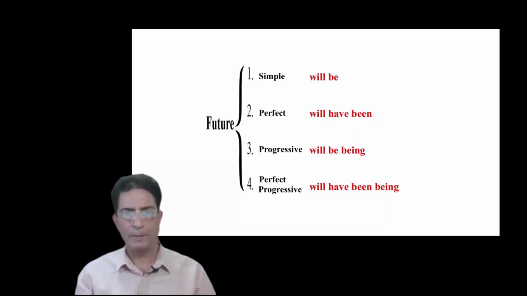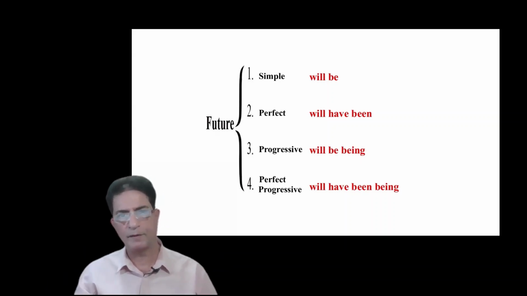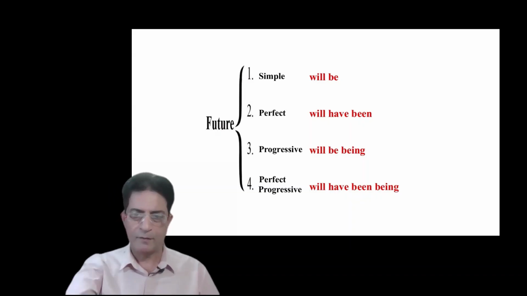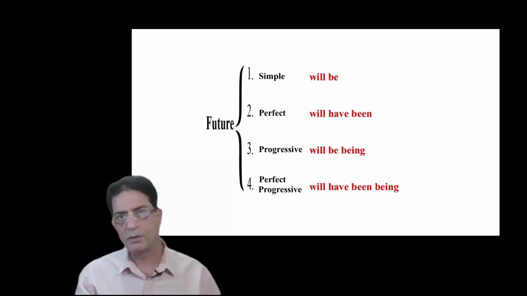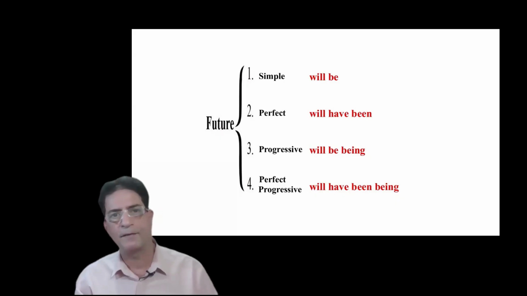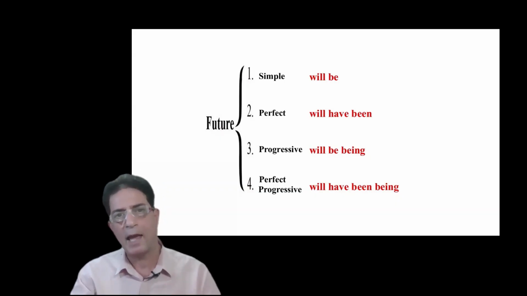Future simple will be, perfect will have been, and then progressive will be being, and then combination of these two, which would be perfect progressive, future perfect progressive will have been being. All right. So again, please remember that we usually don't need the perfect progressive of future or present or past to be turned into passive. Usually we don't have them, but theoretically, as you could see, we can always conjugate any verb.